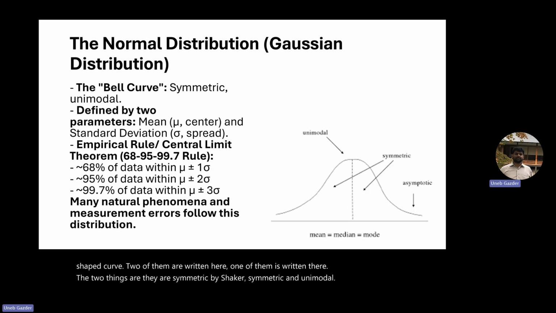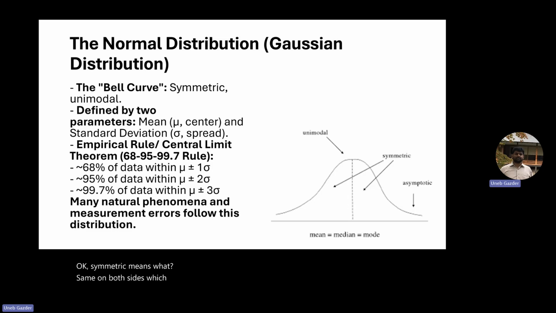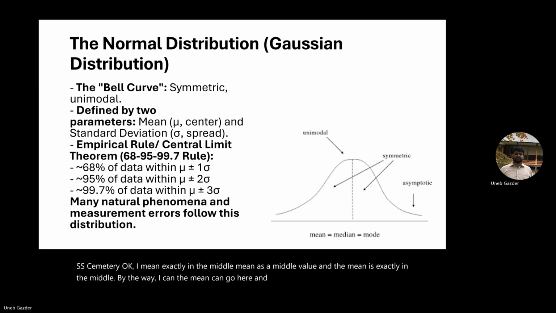Symmetric means what? Same on both sides, which also means this, or this. This is symmetric. The mean is exactly in the middle. The mean is the middle value. By the way, the mean can go here and there, and I will show you.